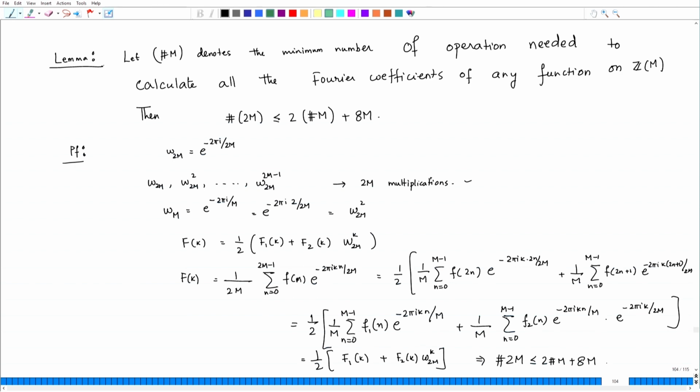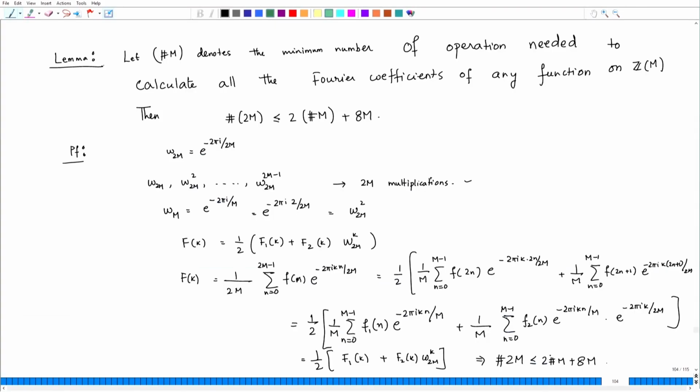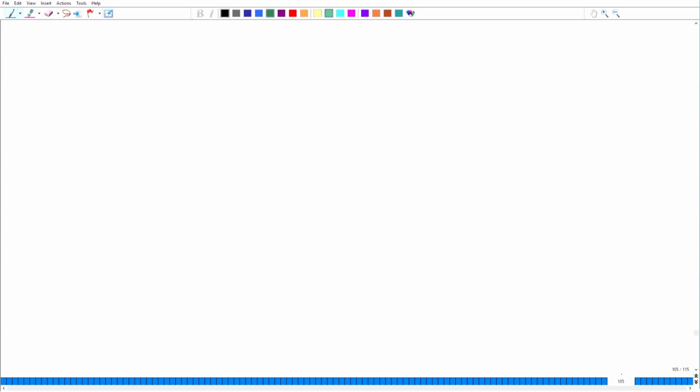So, now as you can see, if you are taking the 2 m case, we are going to get this. This has a wonderful effect, which is called the fast Fourier transform, more popularly known as FFT.